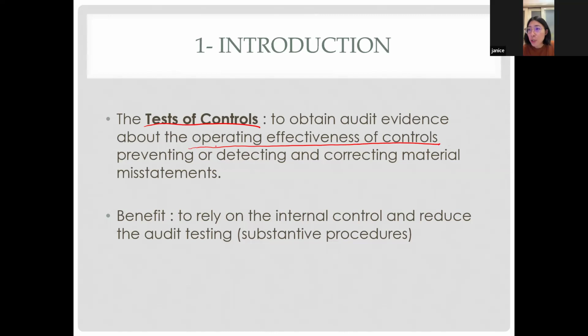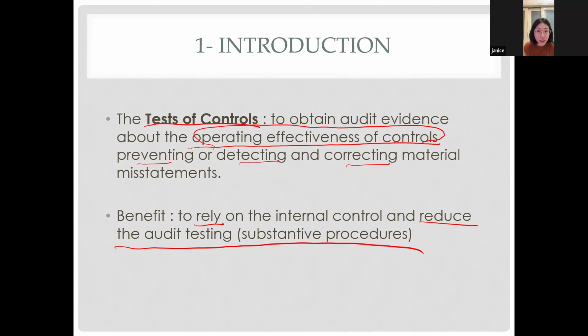So a test of control is to see if the controls are operating effectively in preventing or detecting and correcting material mistakes. So I want to see if the controls of the company are able to detect and correct any material mistake. If the test of control is strong, we can rely on it and reduce the audit testing. So we can reduce the extent of the substantive procedures.